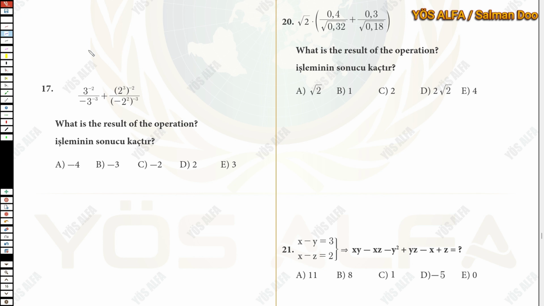Let's simplify this. 3 to the minus 2, and this becomes plus 3. The negative is already there. And 2 to the minus 6, this one is negative. And 2 to the minus 6 again, it becomes positive. So the final result is minus 3 to the 1 minus 2 to the 0. So minus 3 minus 1, which is equal to minus 4. So the answer is A.